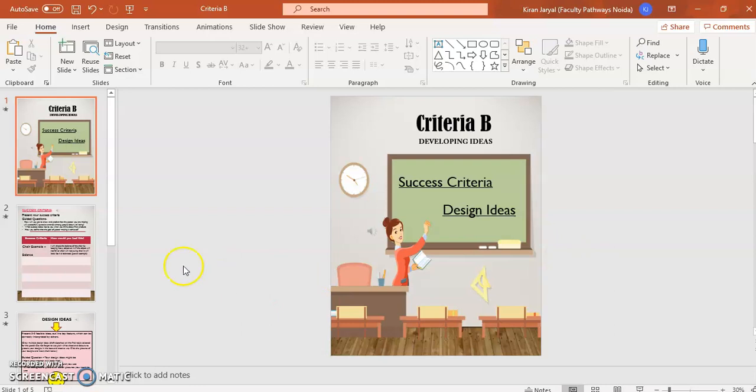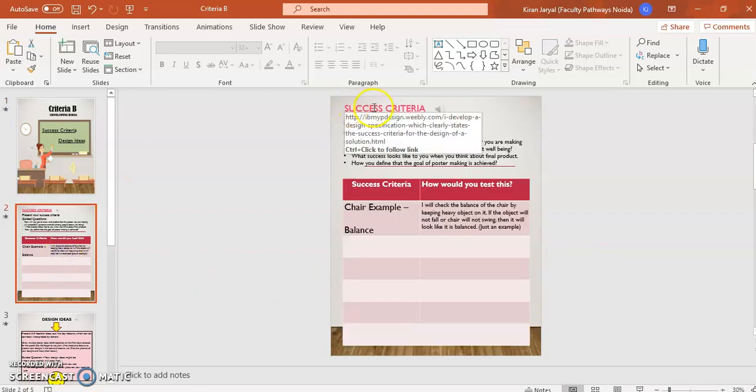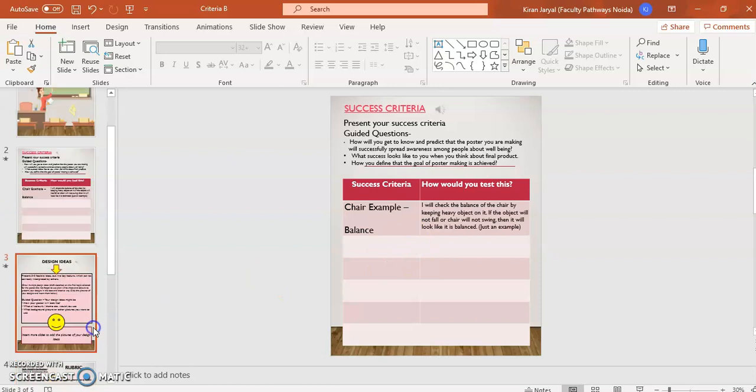If you go to the second slide, it talks about success criteria. This is hyperlinked. When you click on this, you will be directed to a website which talks more about success criteria, and you can read about it and get to know more details. In this particular box, you'll be writing your success criteria. One example is the chair example, which we have done during our design cycle. You can read it and understand how you have to go about it.